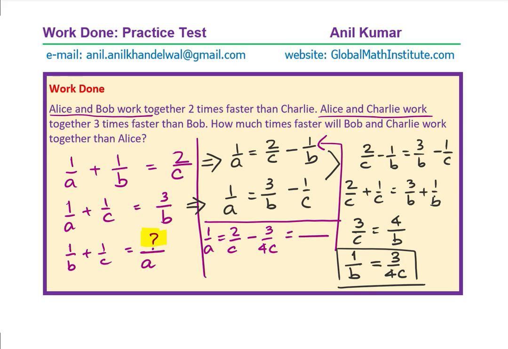That is, taking 4c as common denominator, 4 times 2, 8. 8 minus 3 means 5c. So 1 over a is equal to 5 over 4c, correct? So we have written c in terms of a. We can now from here write 1 over c as equal to 4 over 5a, correct? So 1 over c is written as 4 over 5a.